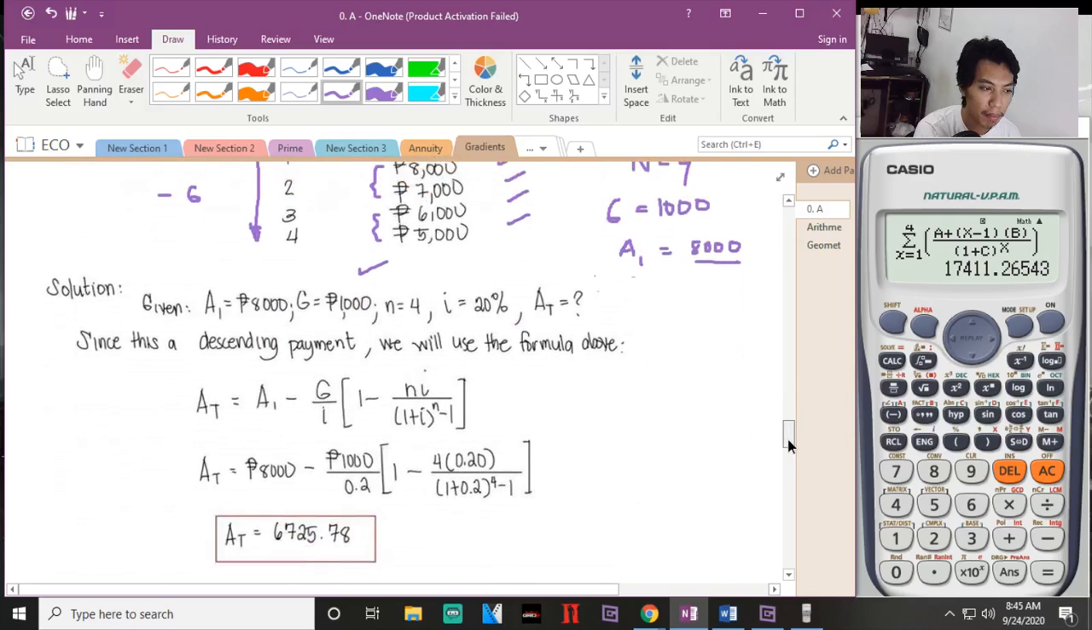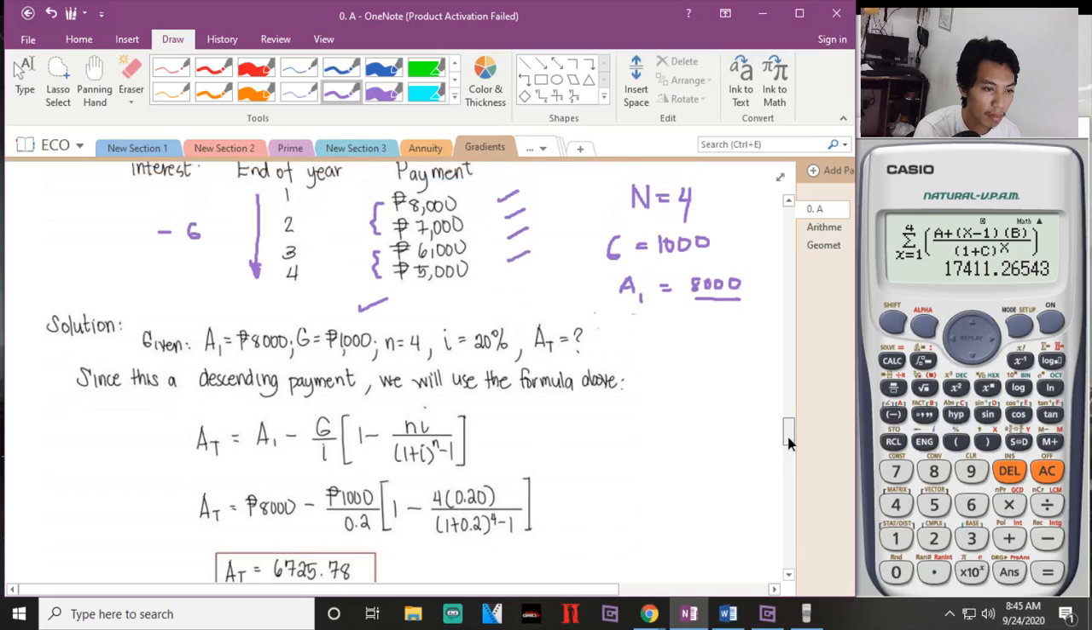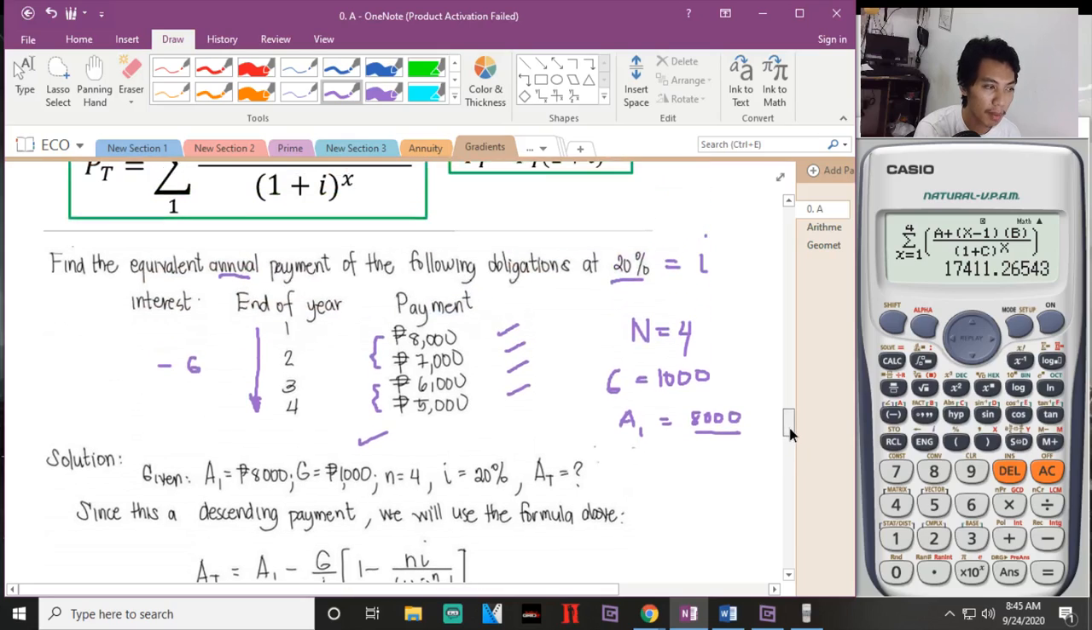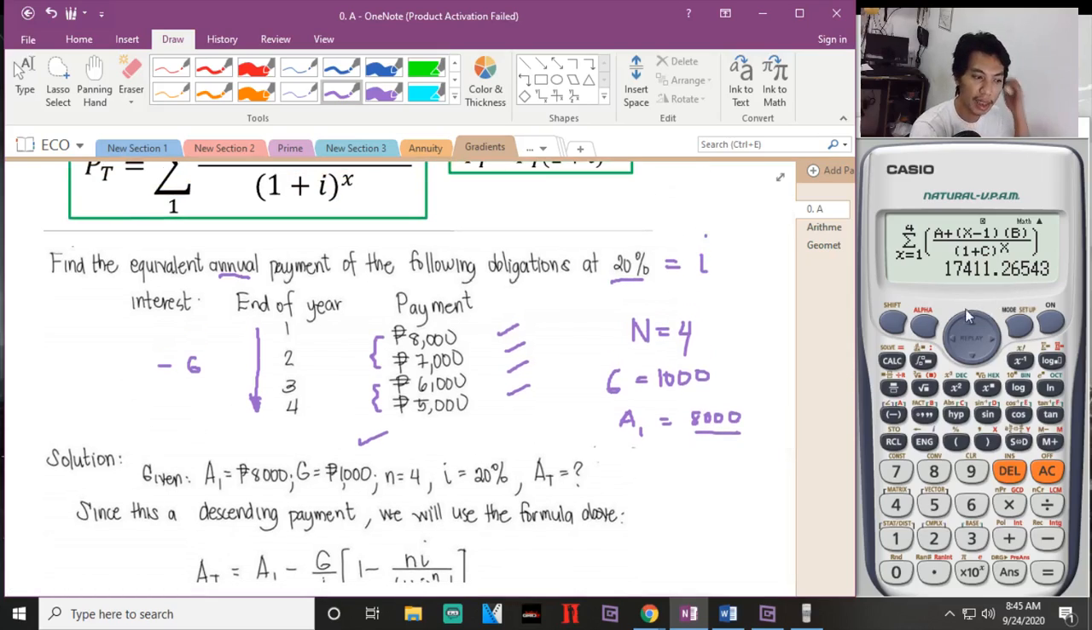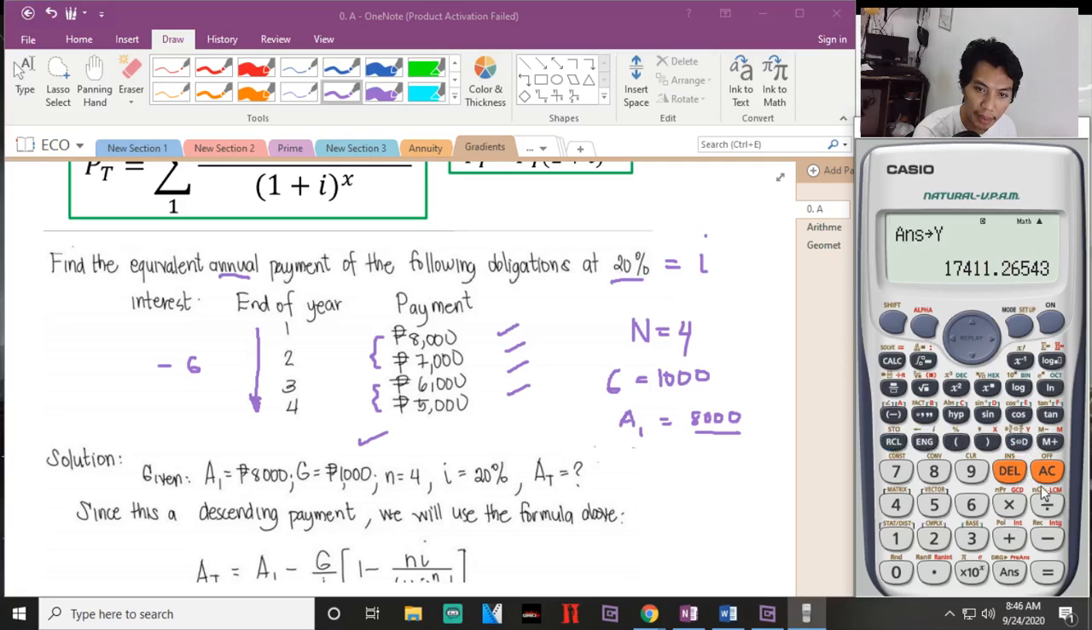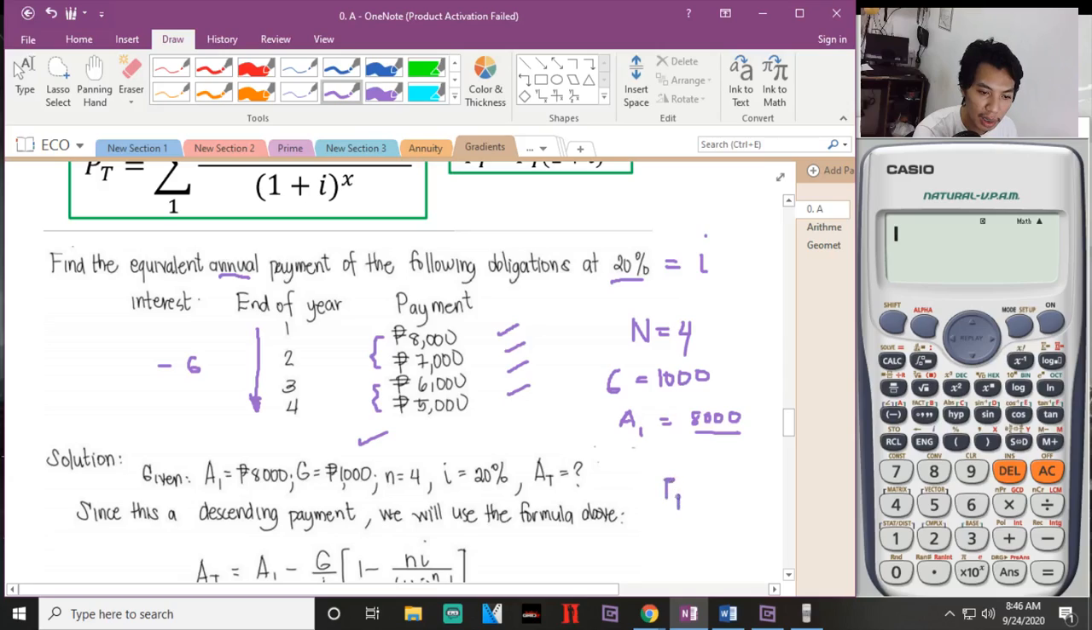Ba't mali? Ano ba hinahanap? Annual payment, equivalent annual payment. Ang hinanap ko pala is PT. PT ang hinanap ko, hanapin natin siya. Ito na yun, PT. Store natin yung value niya kay Y. Yan. PT ang nahanap ko as Y.